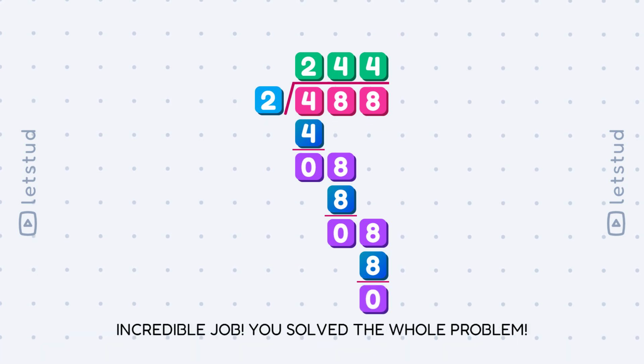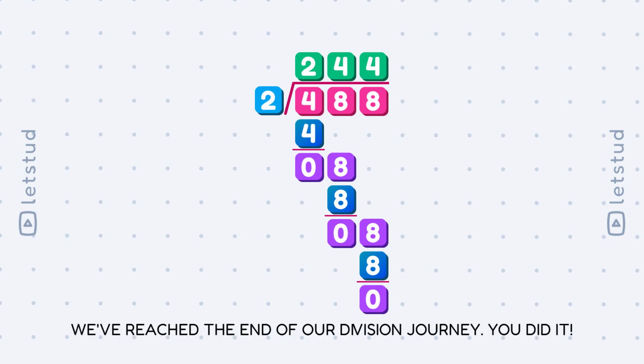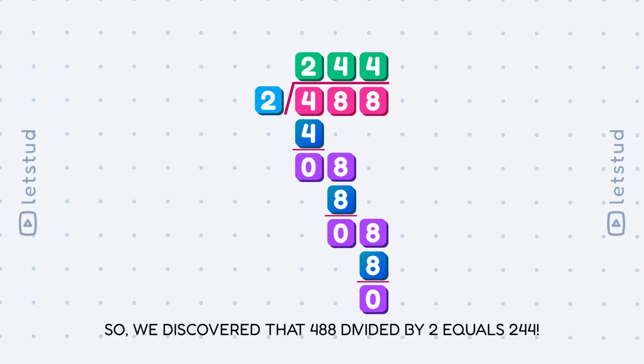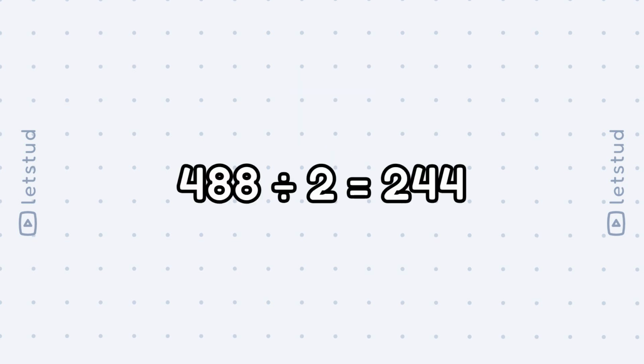Incredible job, you solved the whole problem. We've reached the end of our division journey, you did it. So we discovered that 488 divided by 2 equals 244. Great job, everyone! We conquered 488 divided by 2 using the steps of long division. Remember, every problem is a chance to practice and become even stronger mathematicians.